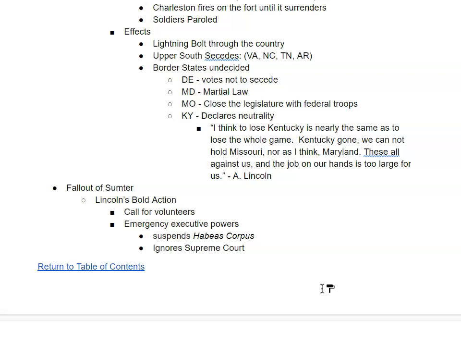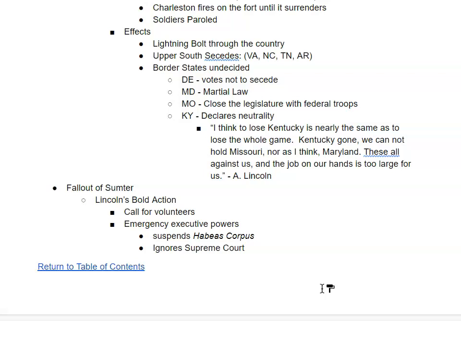Same thing in Missouri, where they have to close the legislature to prevent them demanding a vote for fear that slave states Maryland and Missouri would secede if they were given a chance. But the Union Army prevents such a vote from happening. Kentucky declares neutrality, whatever that means.